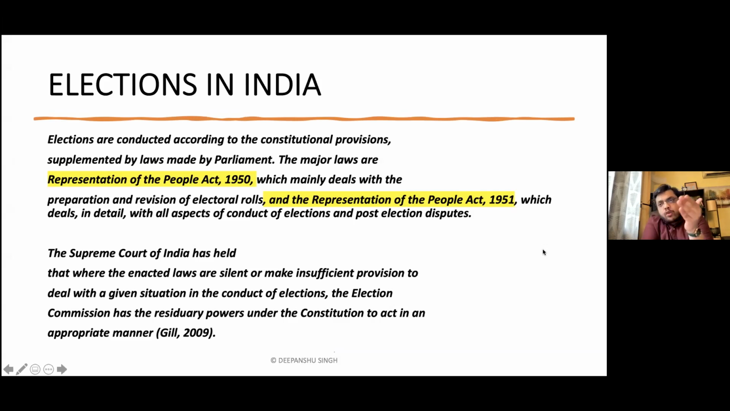Now, the Supreme Court, over a period of time, in the T.N. Seshan case, and in other cases related to electoral matters, has highlighted on multiple occasions that if there are no laws available, the Election Commission will have the residuary power under the Constitution to act in an appropriate manner.